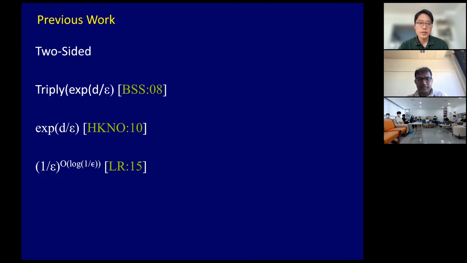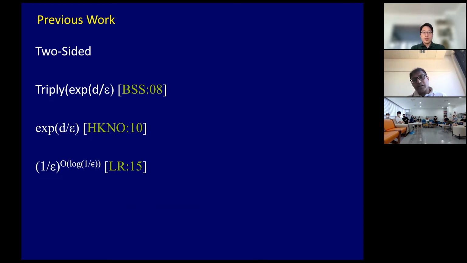1 over epsilon. And they also conjectured that you could solve the one-sided variant in time roughly root n times some polylog terms. Then in 2010, Hassidim, Kelner, Nguyen, and Onak presented algorithms that ran in time singly exponential in degree over epsilon. Their methods were refined by Levi and Ron in 2015, who derived algorithms that could run in time quasi-polynomial in 1 over epsilon. So this is what was known about the two-sided variant of this question.